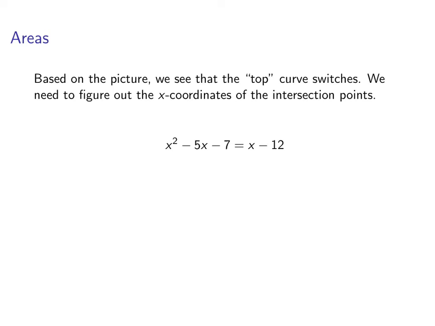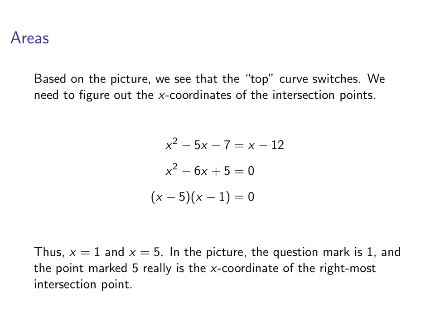Usual sort of thing, we set the functions equal to each other and solve for x. All right, this one's easy to factor. We get x equals 5 and x equals 1. So that shows that the picture was realistic in terms of x equals 5 being one of the intersection points. That happened to be the rightmost bound on what we were supposed to compute. So the question mark was 1, and the point that we marked 5 really is the x-coordinate of the rightmost intersection point.